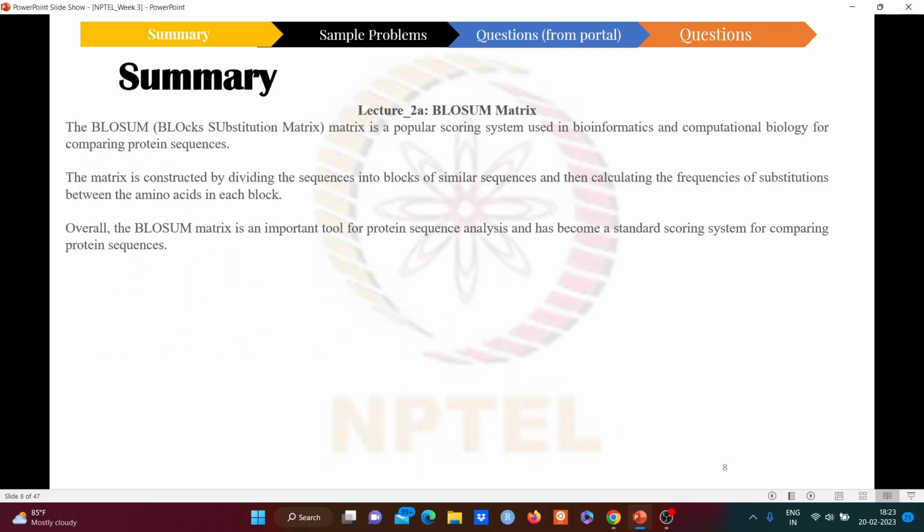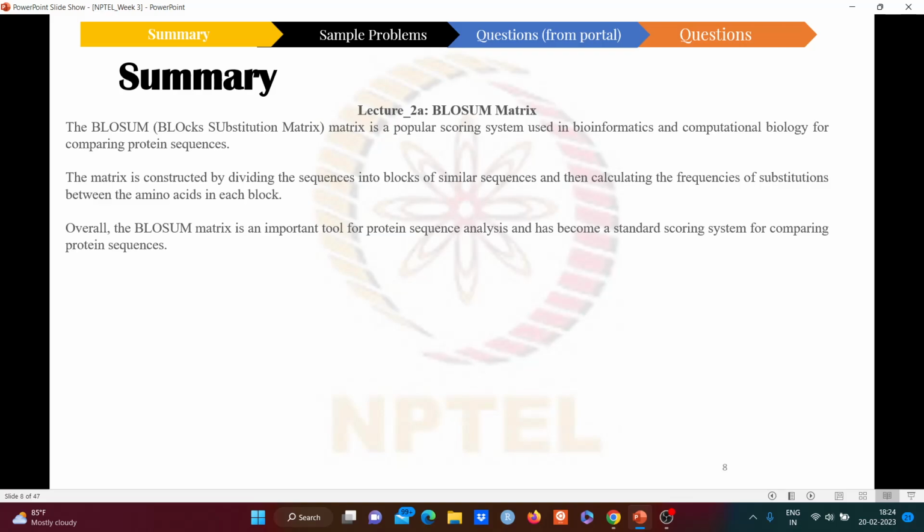Okay, moving forward to the BLOSUM matrix. These are very popular scoring systems used in bioinformatics, and they are substitution matrices that describe the likelihood of amino acid substitutions between different protein sequences. These BLOSUM matrices are constructed by dividing the sequences into blocks of similar sequences. BLOSUM stands for block substitution matrix, and once these blocks of similar sequences have been constructed, they calculate the frequency of substitutions between the amino acids in each block.